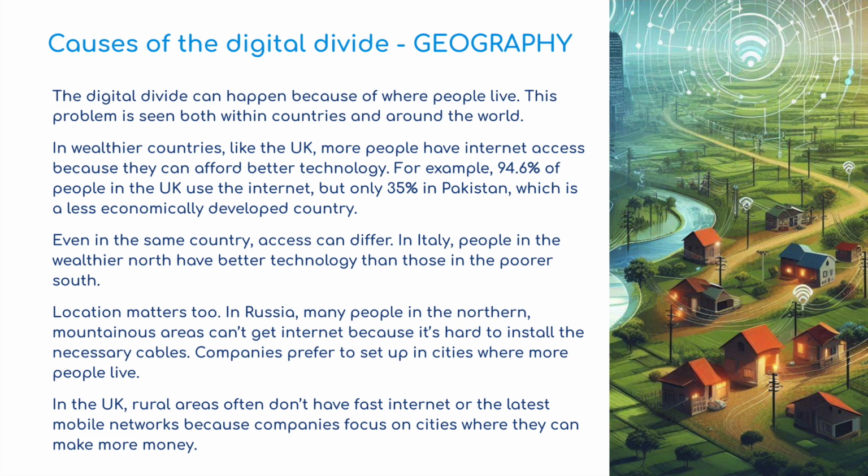Locations matter too. In Russia, many people in the northern mountainous areas can't get internet access because it's hard to install the necessary cables. Companies prefer to set up in cities where most people live. In the UK, rural areas often don't have fast internet or the latest mobile networks because companies focus on cities where they can make more money. Okay?